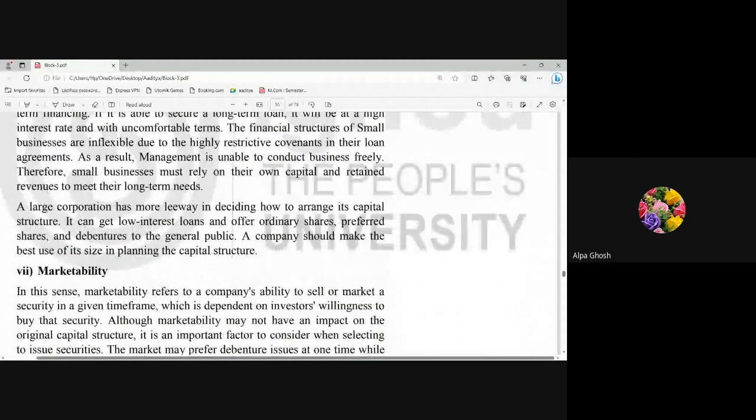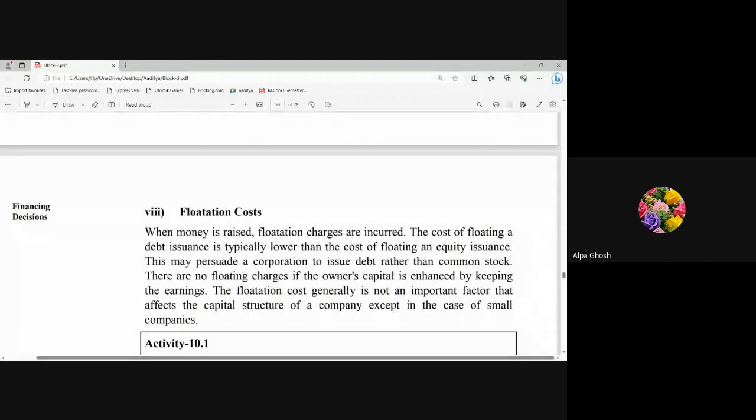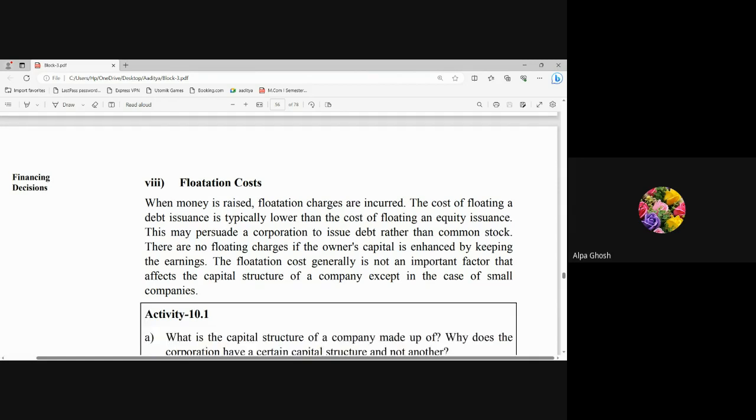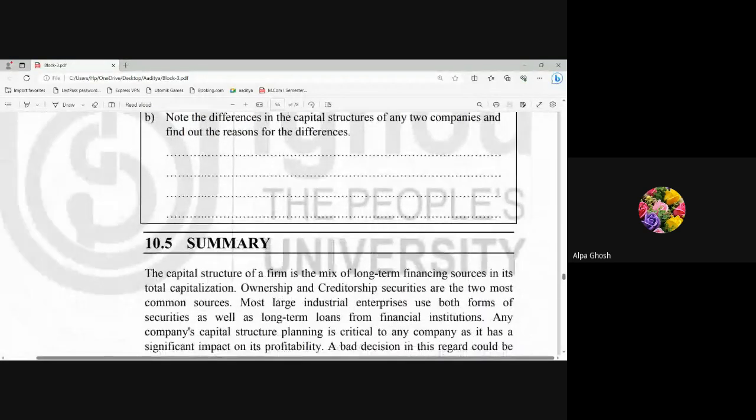Flexibility, I already explained. Marketability means we will go for such sources which can be easily liquidated in the market. Flotation cost: other than cost of capital, there are certain types of funds where the flotation cost is high, like legal expenditure, brokerage, commission, stationery cost, the allied costs associated with raising capital. So with high flotation cost, we should not go for raising funds using those sources.